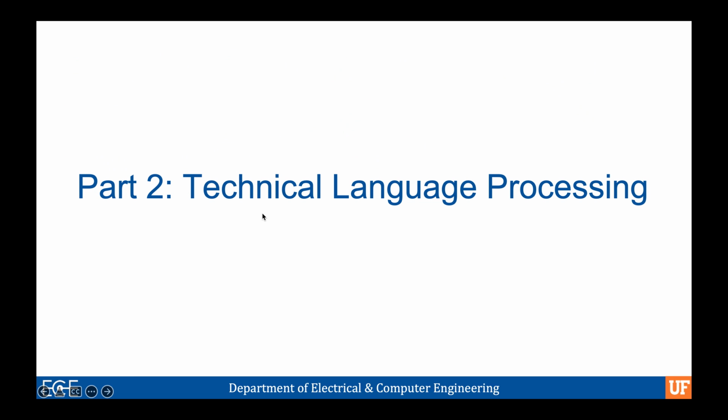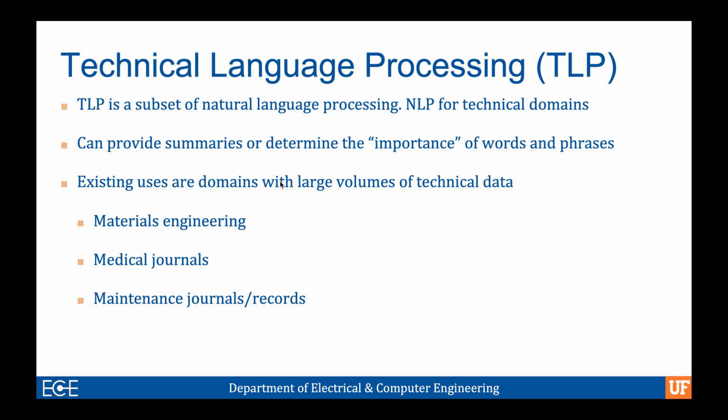All right, part two, technical language processing. So part one was the text mining and feature extraction. Here we have technical language processing. Technical language processing is a subset of natural language processing, and it can provide summaries or determine importance of words and phrases. So ignore things like the, a, and give me the meat and potatoes of what the data sheet is actually trying to say.